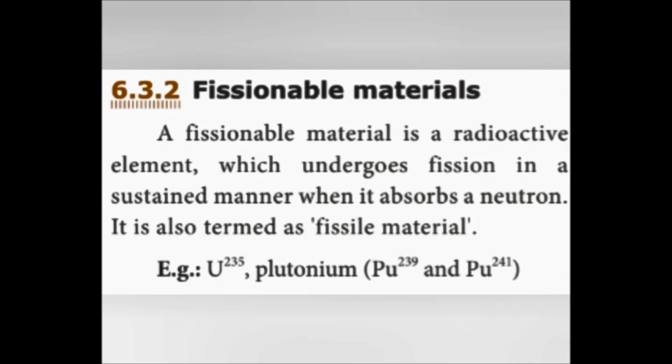What is termed a fissionable material? A fissionable material is a radioactive element which undergoes a nuclear fission reaction in a sustained manner when it absorbs a neutron. It is also termed fissile material. Uranium-235, plutonium-239 and plutonium-241 are fissile materials.